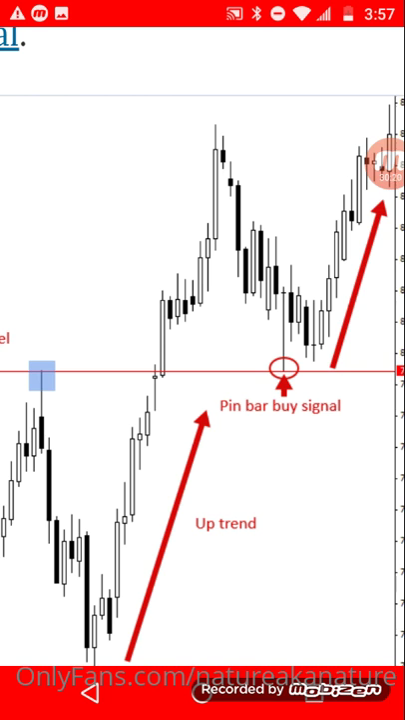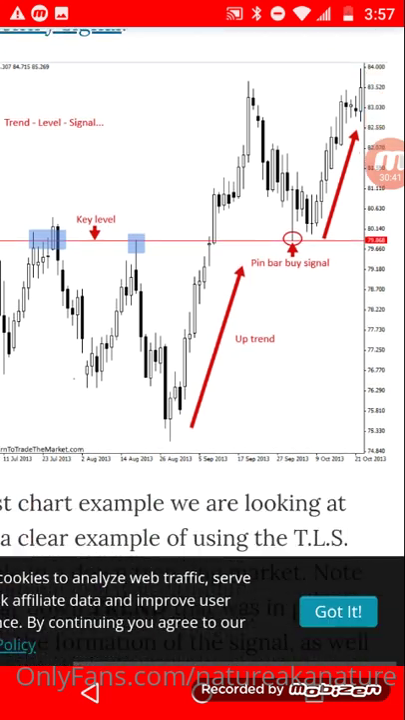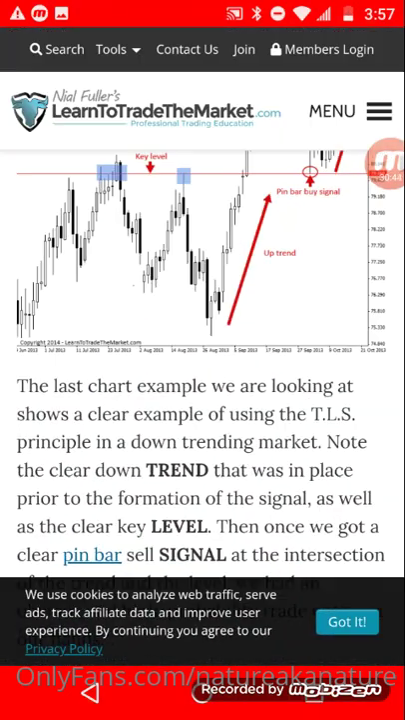See, it's poking out, it's hammering out at the bottom. That's another way you can know also. So in this example, we are looking to show a clear example of using the TLC, the trend line, the trend level and signals. You can see the TLC, the trend levels and signals. You can see where the trend is at, where the level is at, and where the signal is at.